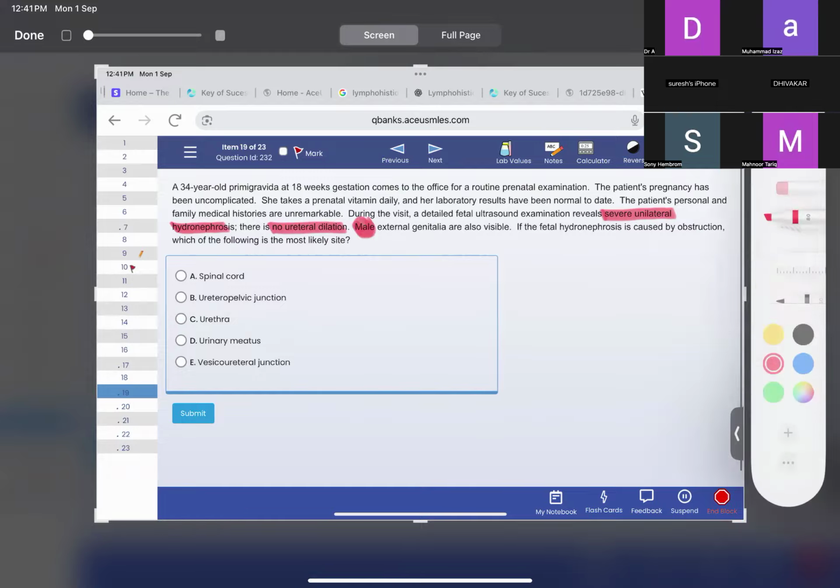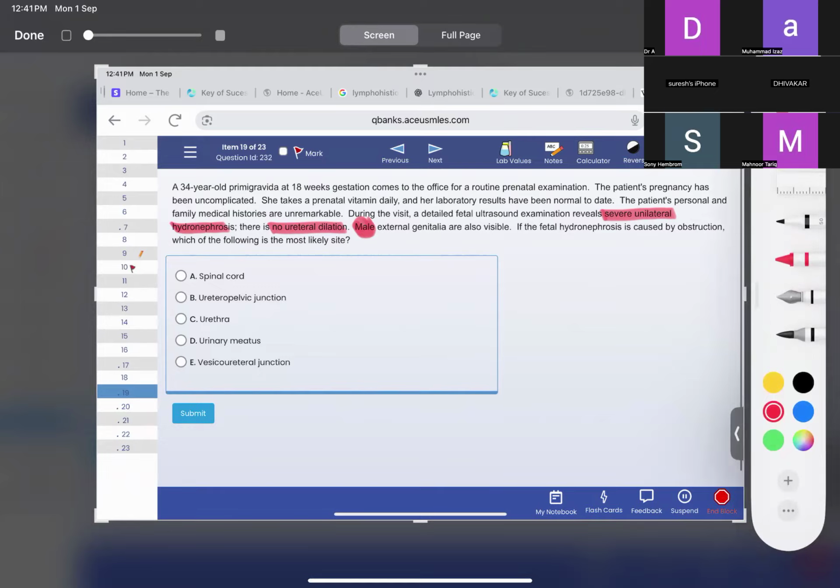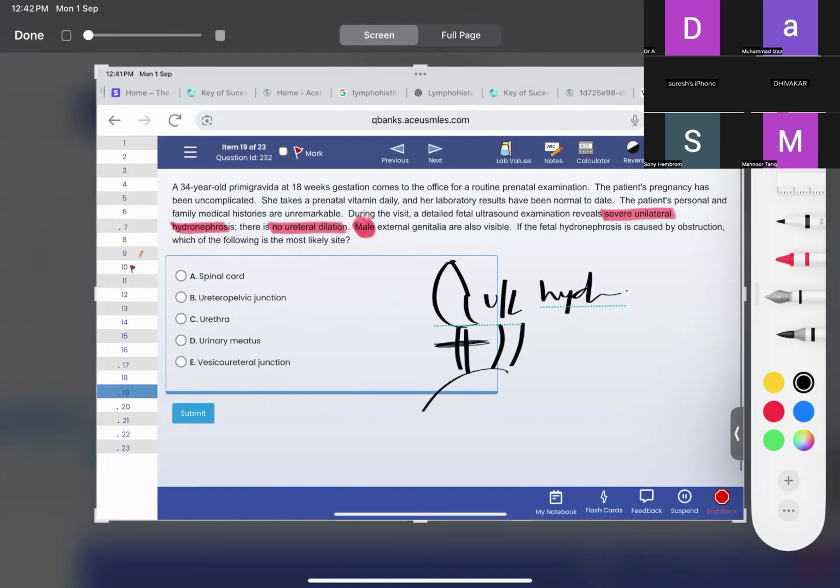You told us that's the UPJ. Yes, it's an easy question, UPJ. We have the kidney, the ureteropelvic junction, and then we have the ureter. Here is the problem. That's why it is causing unilateral hydronephrosis, right? If it was below, like over here in the urethra or the bladder, you would have bilateral hydronephrosis, right? So ureteropelvic junction obstruction.